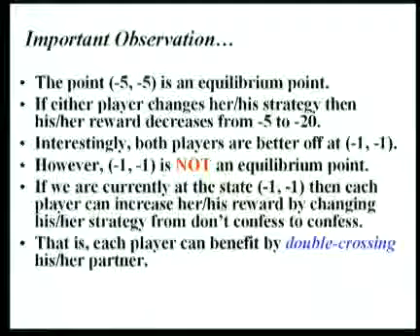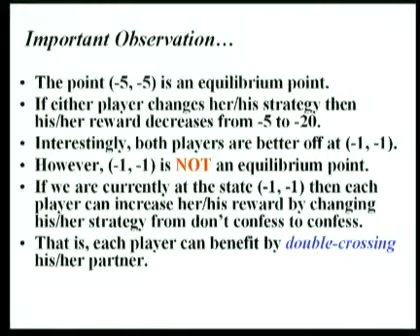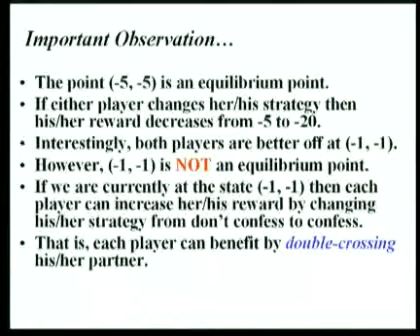If both players are better off at that state -1, you'll notice. But -1 is not an equilibrium point. Why is that? Well, if you're currently at that state -1, then each player can indeed increase their reward by changing their strategy from don't confess to confess. That way they go from -1 to 0. So you can't stay in -1. That's a state of disequilibrium. But you can stay in -5, a state of equilibrium. Because each player can benefit by double-crossing his or her partner. That's the upshot of this whole thing.